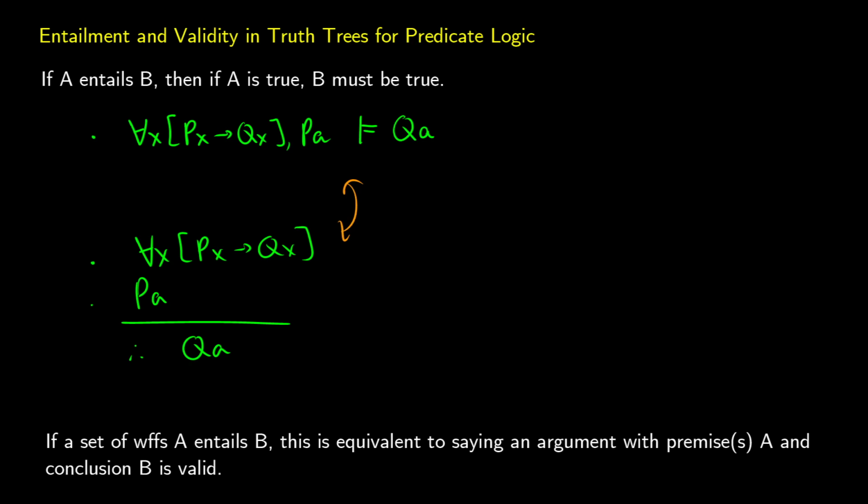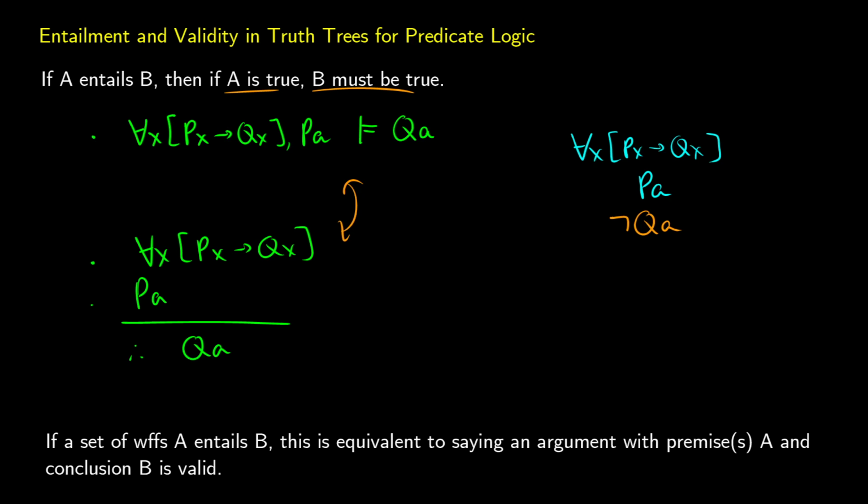If we want to prove that A entails B, or that an argument is valid, with a truth tree, we have to remember one special step. When we set up our truth tree for entailment, for all x, Px arrow Qx can be the first entry, the first assumption, then we have Pa, and we need to negate our conclusion. That is because if A is true, B must be true.